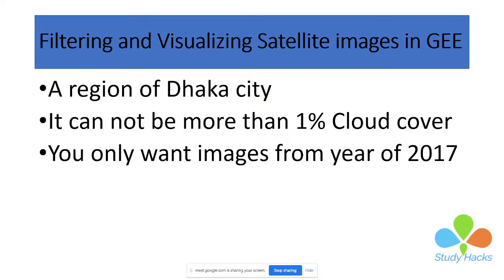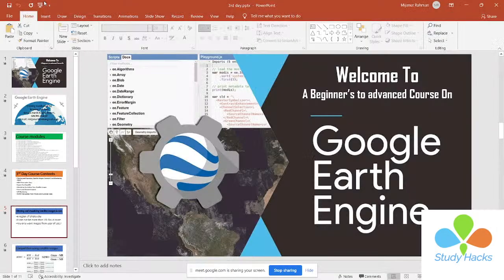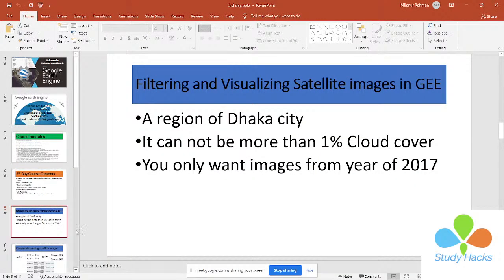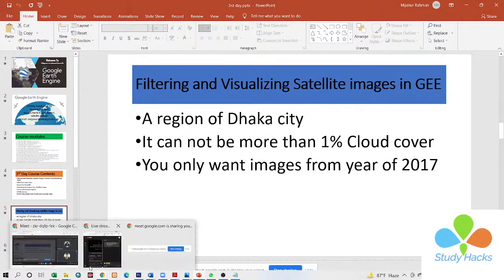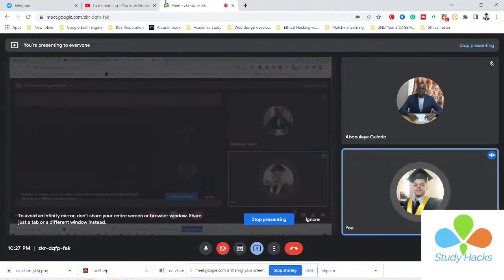According to these factors, we try to filter the image, and then we can make the NDWI map for any specific period. I will show you practically this time. For this I simply open my code editor in here. So I simply open the code editor.